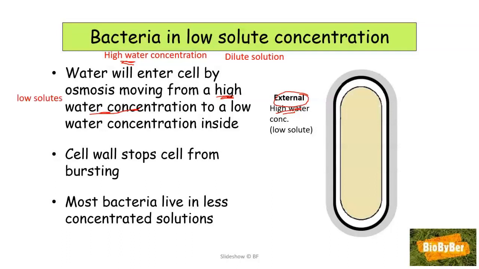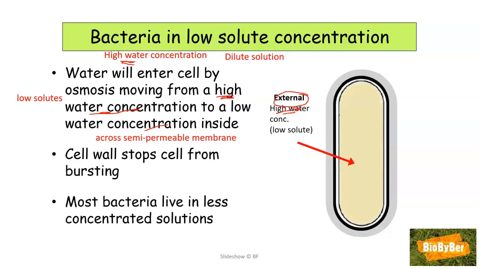Don't forget, of course, that the water is going to enter the cell by osmosis, moving from a high water concentration to a low water concentration inside the cell across a semi-permeable membrane. This means that the cell will expand as the water enters the cell cytoplasm. However, the cell wall will actually stop the cell from bursting. Most bacteria live in less concentrated solutions.